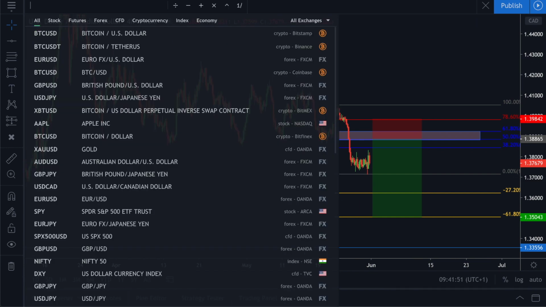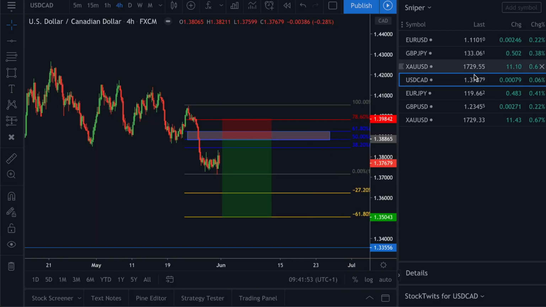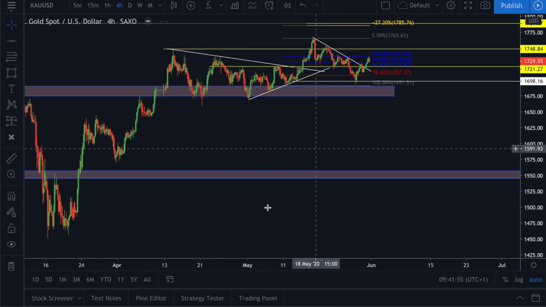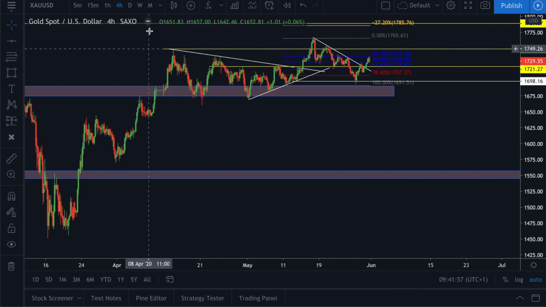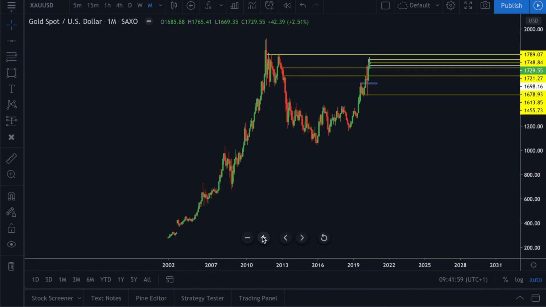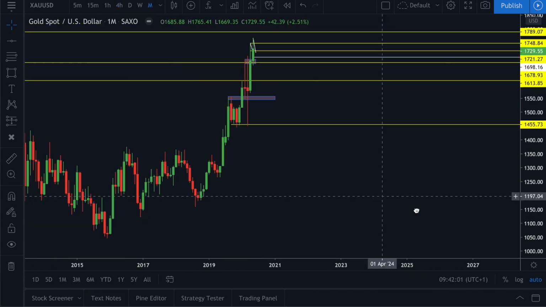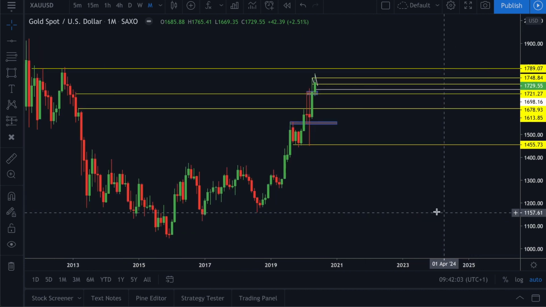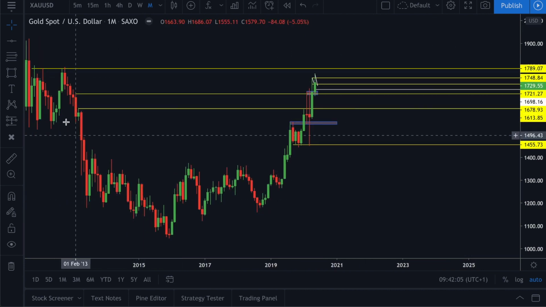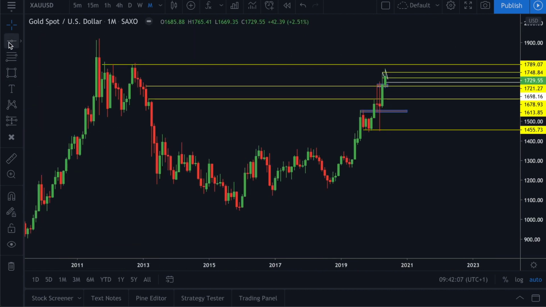All right, finally we're going to look at gold. We've been looking at gold recently quite a bit. So once again, let's go to the monthly time frame. Monthly is a bit clearer. We've got a level up here. We've got a level down there.